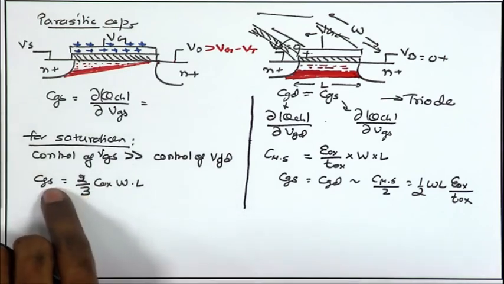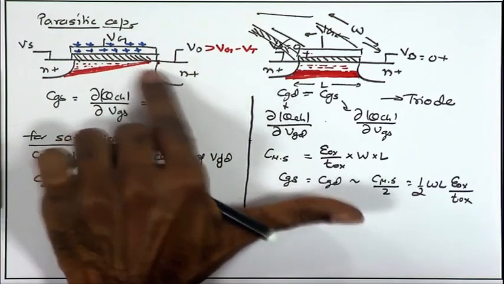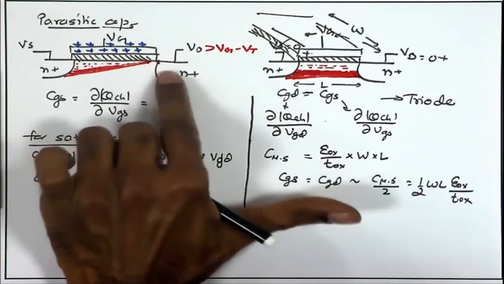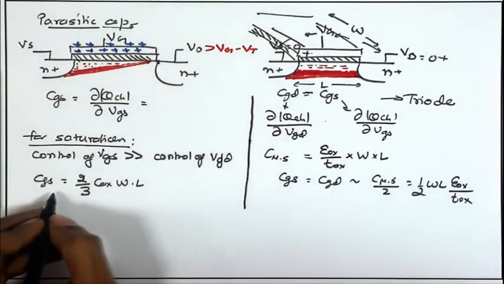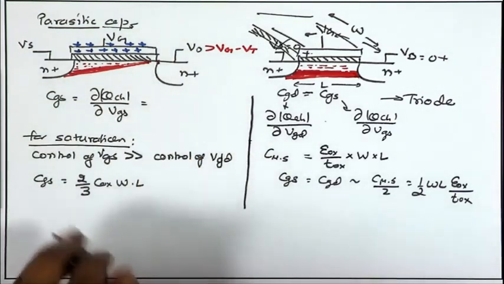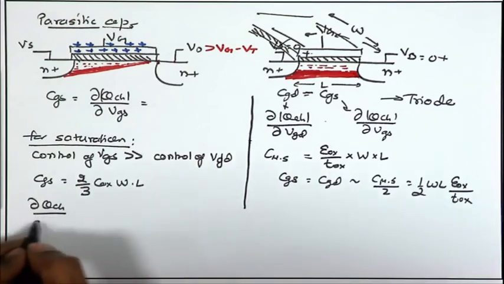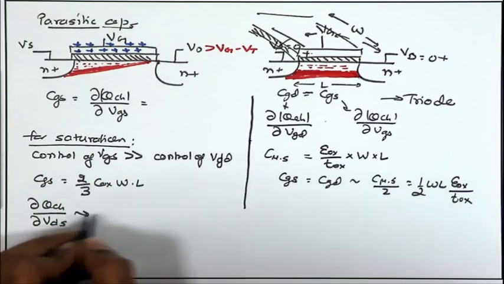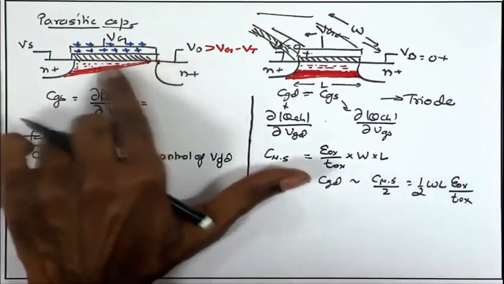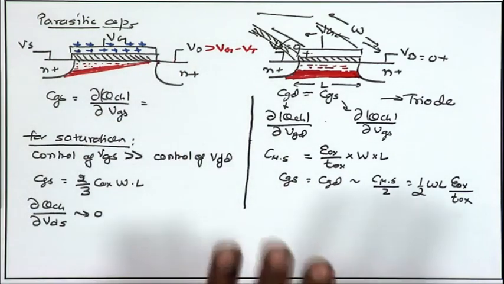dictated by the CGS, and the drain voltage is not having much control on the total channel charge, there is very weak dependence in the saturation region. So, the capacitance resulting from channel charge is almost reduced to 0. So, we say dQCH del VDS is approximately reduced to 0 because the drain is not having much control on the channel charge. So, this term is reduced to 0.